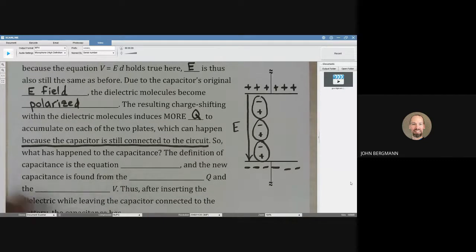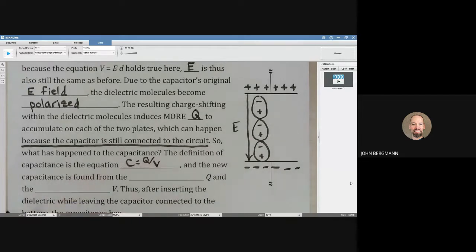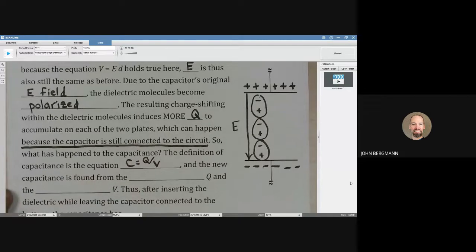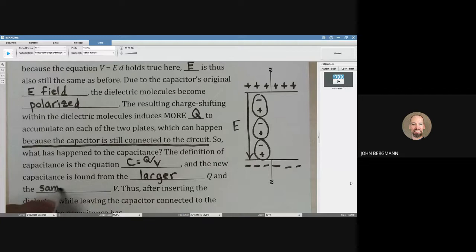So what has happened to the capacitance? The definition of capacitance is this equation, Q over V. We've gone through that several times. And our new capacitance is found from the larger Q. See, now there's more charge. We just said that. And the voltage was the same as it was before.